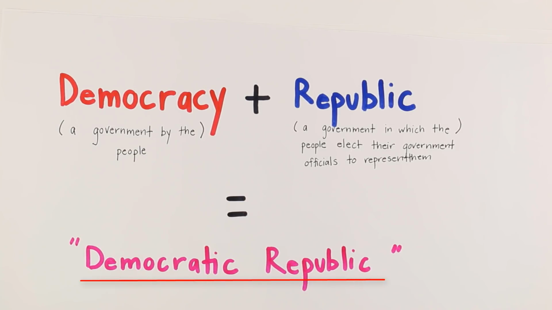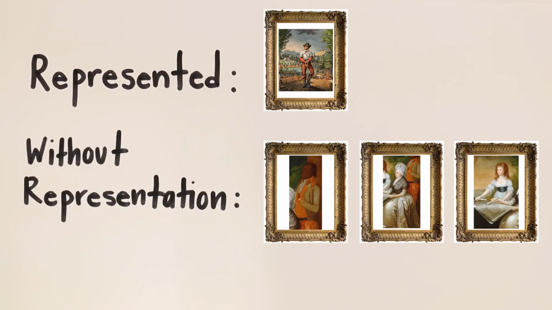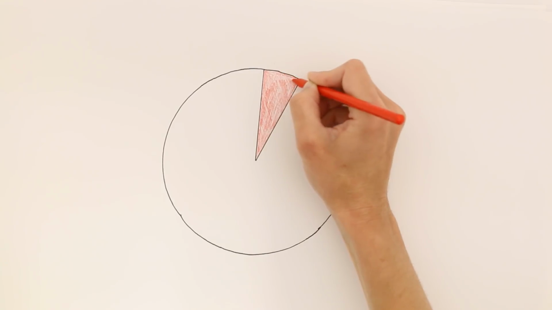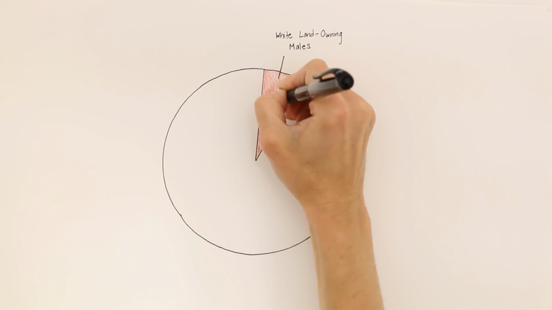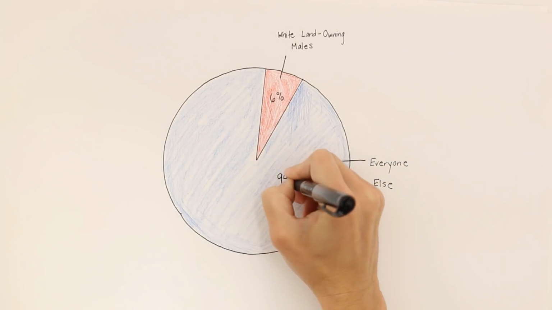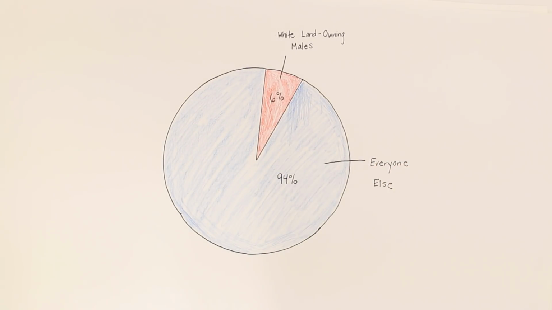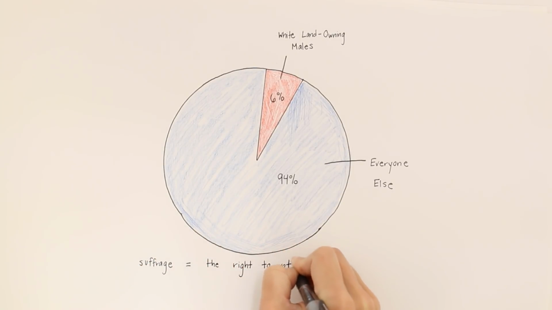Remember, as a democratic republic, the main way for citizens to participate is by voting. So this means most of the population of our country wasn't actually being represented. To give you some perspective, white landowning males only made up about 6% of the population in 1789 when the Constitution went into effect. Today we will learn how these groups gained suffrage, in other words, the right to vote.